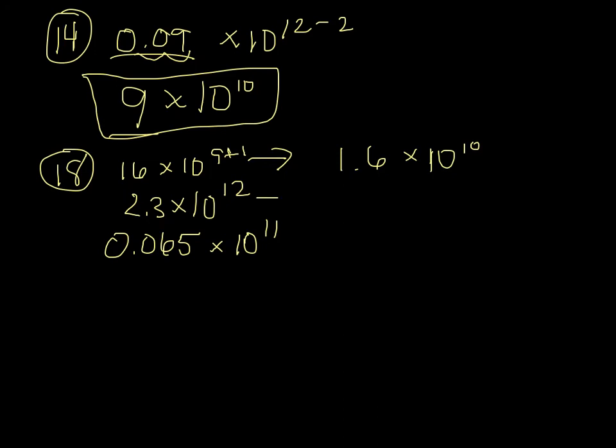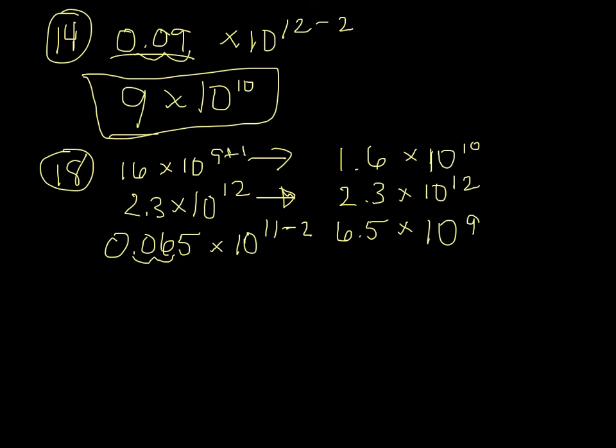Okay, so here I can keep it the same. 2 3/10 times 10 to the 12th. And then here I need to move it because I need 6 5/10 times 10. I went from 0 up to 6. That means I need to subtract because I got bigger. So I need to subtract 2 spots. So 11 minus 2 is 9.